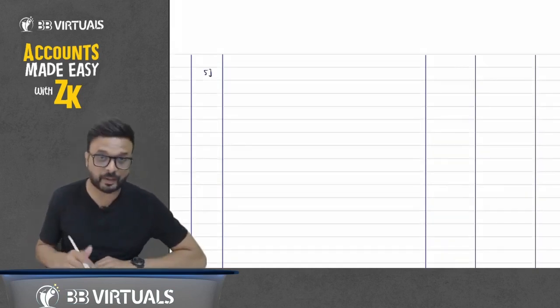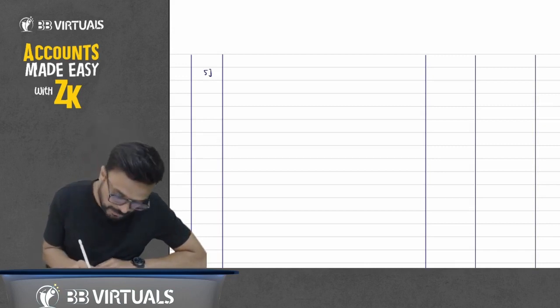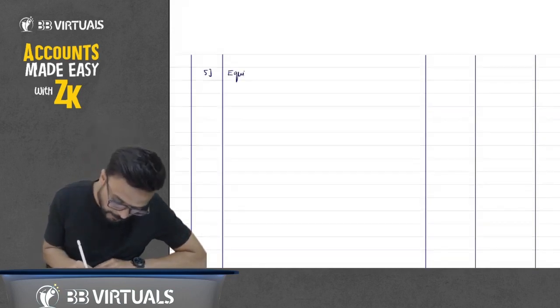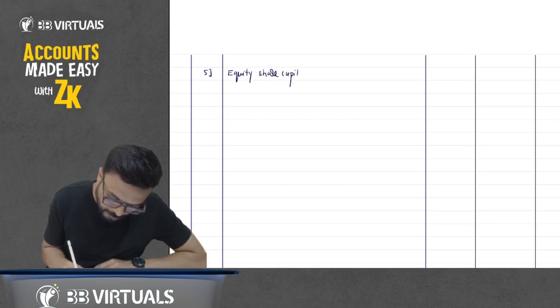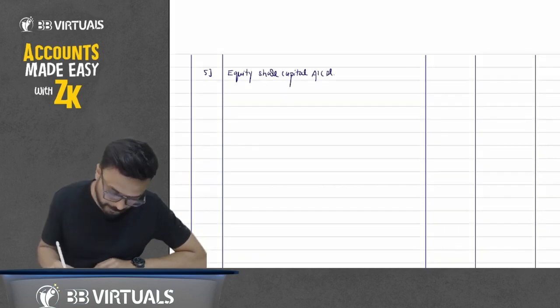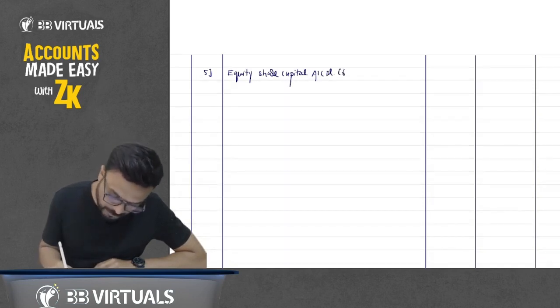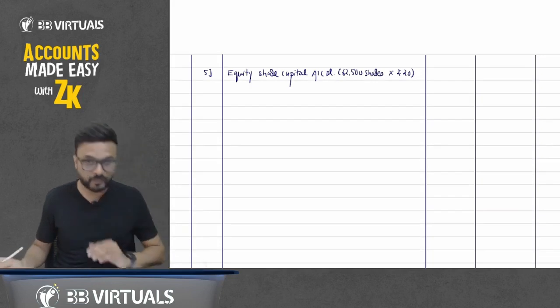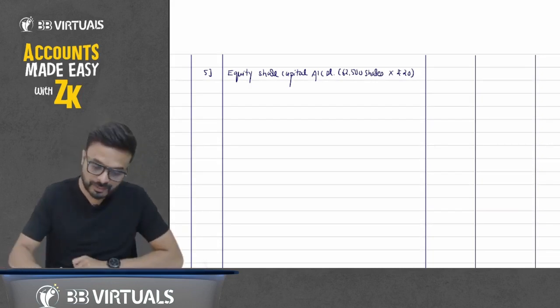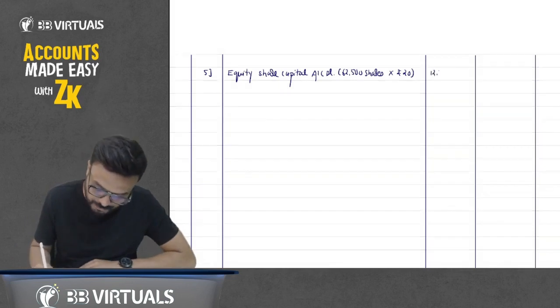Write down here, decrease in capital. Now we are doing cancellation of shares. Decrease in capital: equity share capital account debit. How many? 62,500 shares, and the face value is rupees 20. So 62,500 multiplied by 20 comes to 12,50,000.